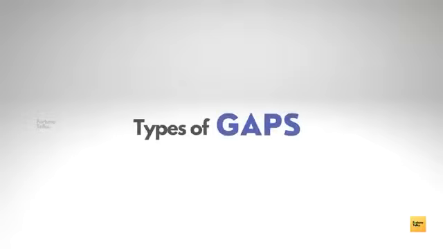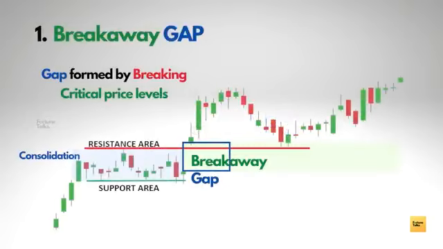Now all the gaps are not the same. There are different types of gaps, and actually the gaps are divided based on the context in which they appear. So I will talk about 3 of them. Number 1 is the breakaway gap or the breakout gap. The breakaway gap means breaking the important support or resistance level or a significant trend line in the form of a gap. The breakaway gap actually appears after the completion of an important pattern, like price in a consolidation range or a continuation or a reversal pattern.